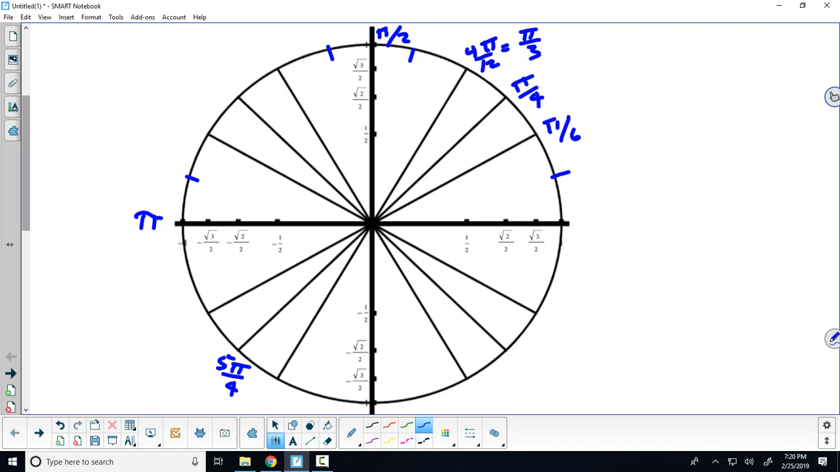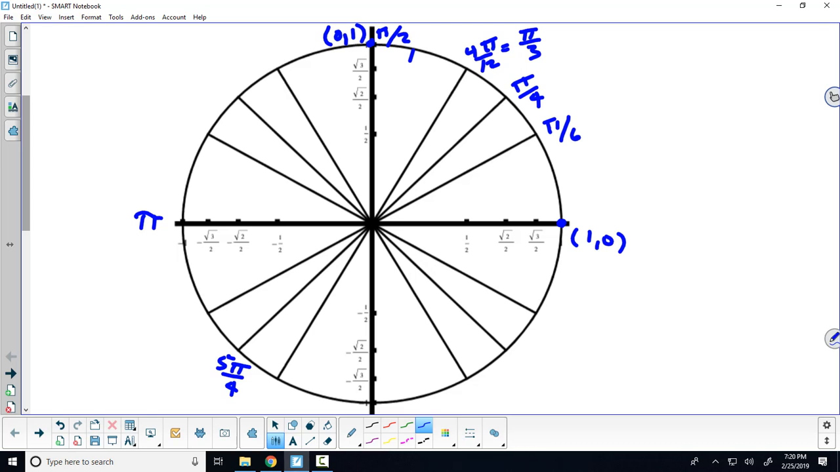There are some patterns that you can observe in this. First of all, notice that this is called the unit circle. It's called the unit circle because the radius of this circle is what? It's 1. The radius of this circle is 1. So this ordered pair right here is the ordered pair 1, 0, right? This would be the ordered pair 0, 1, right?